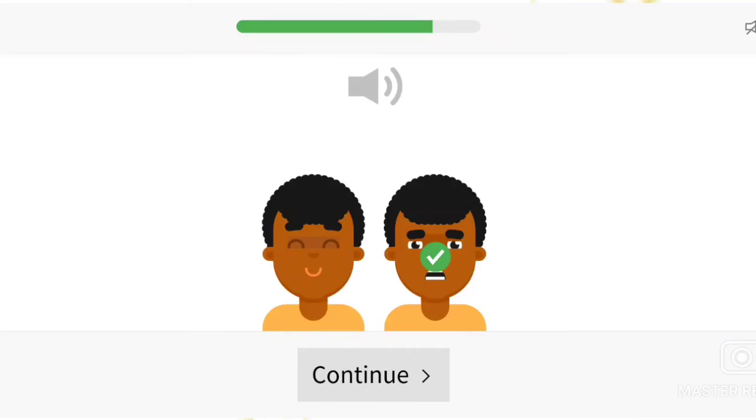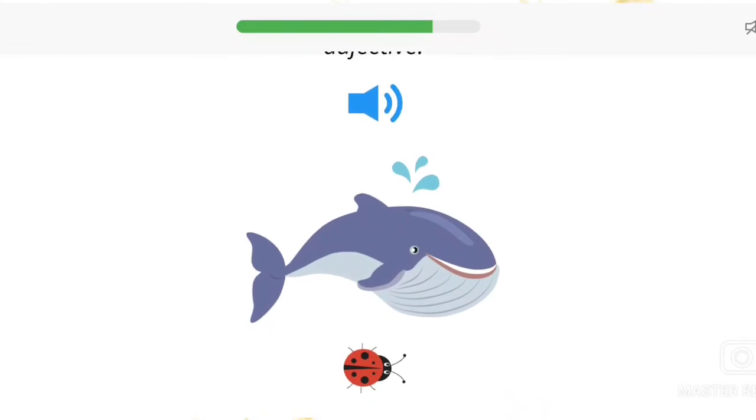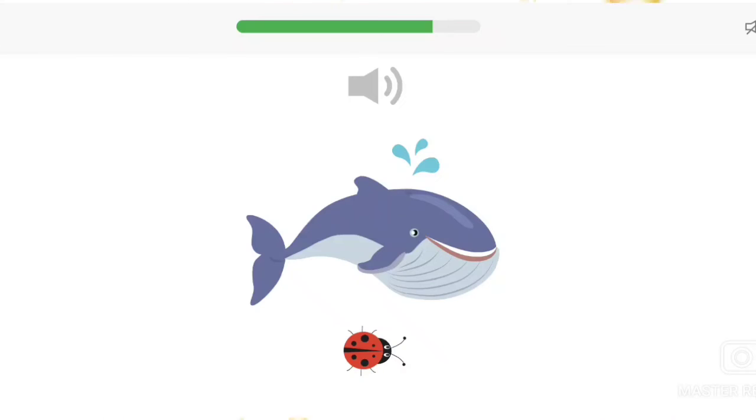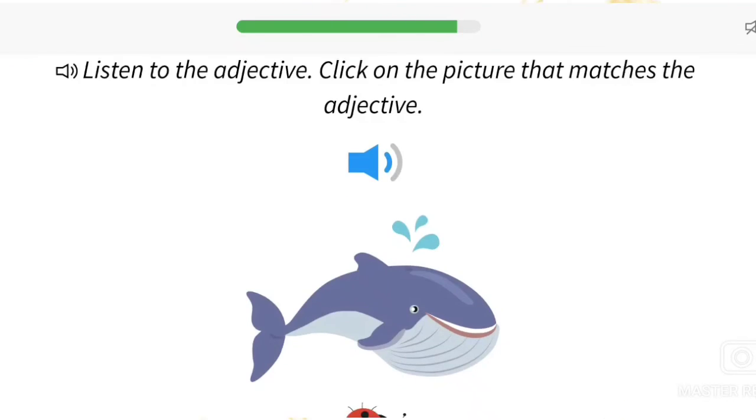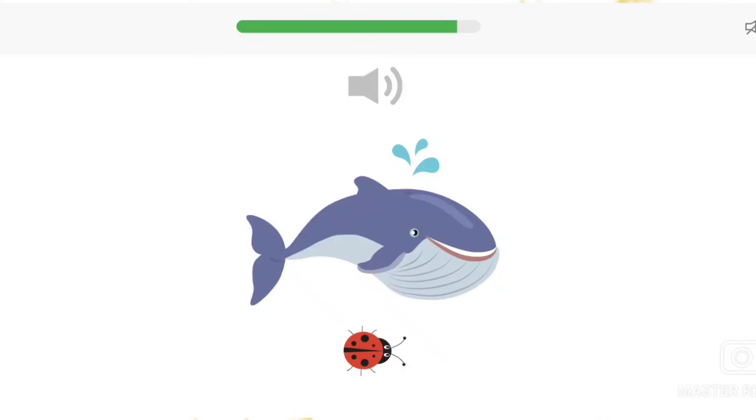These are opposite words. Tiny, means very small, this one is tiny. Huge. This fish is huge. Tiny and huge.